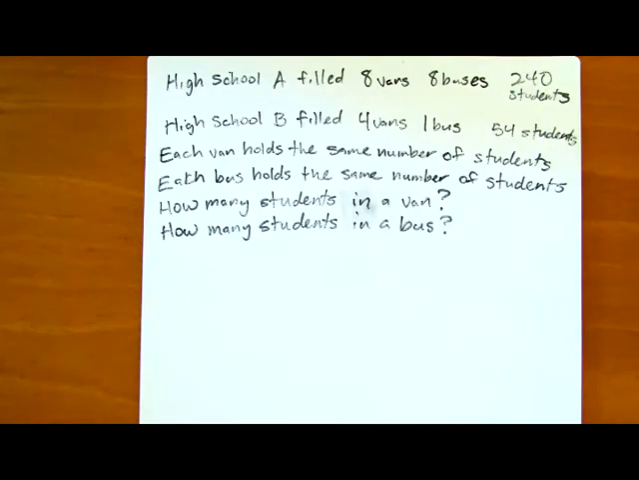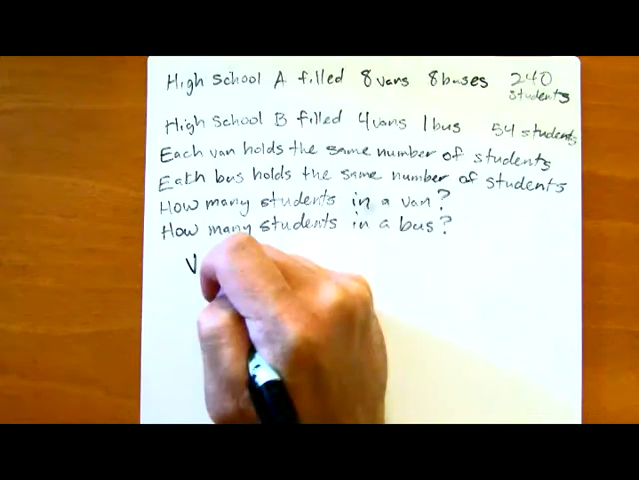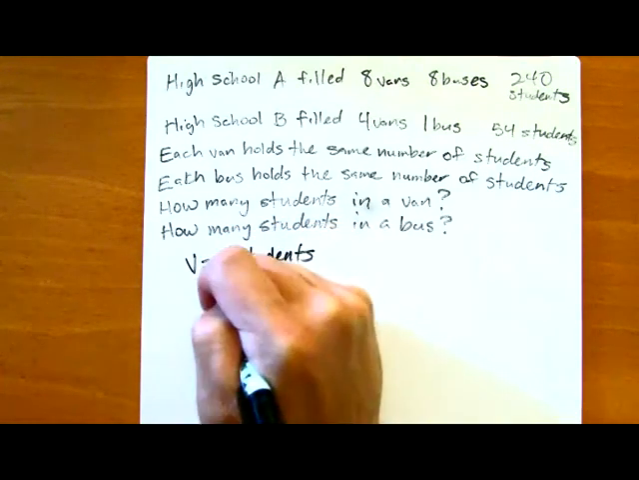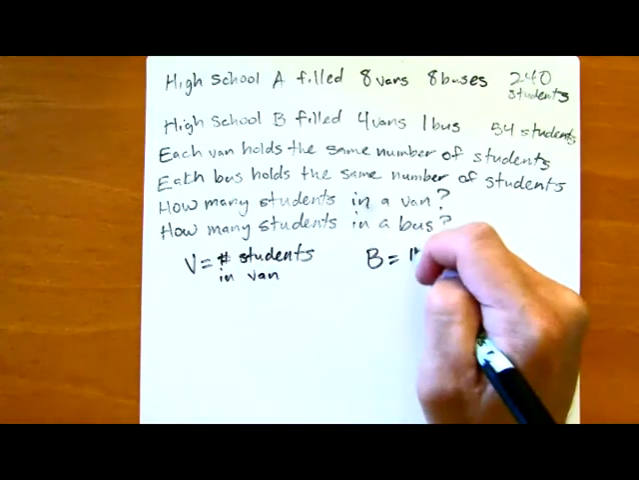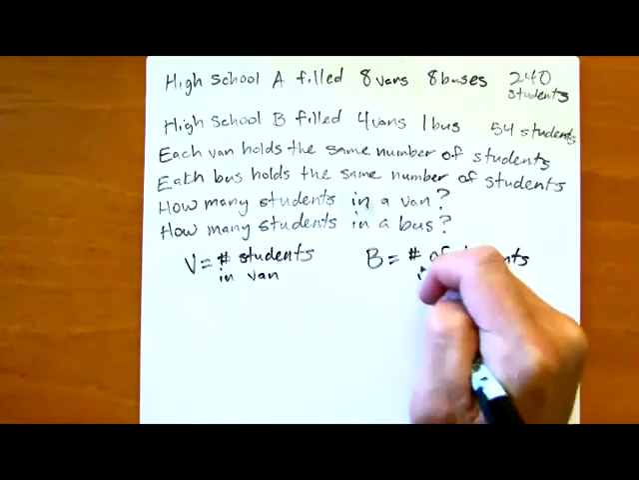Okay, we need variables first. The two things that need variables. No, it's not going to be high school A or high school B. There's something else that needs variables. The vans and the buses. Let's see. V stands for number of students in a van. B stands for number of students in the bus.